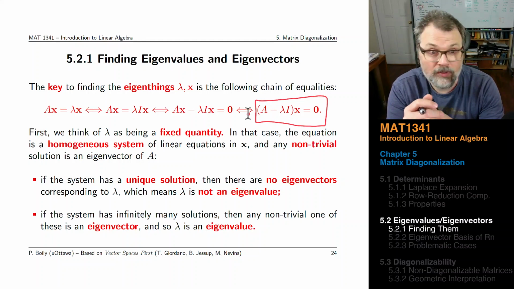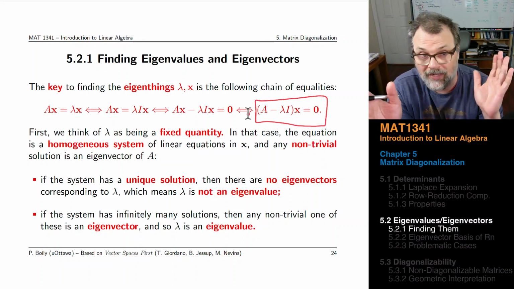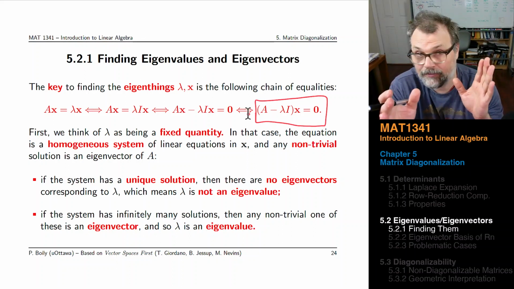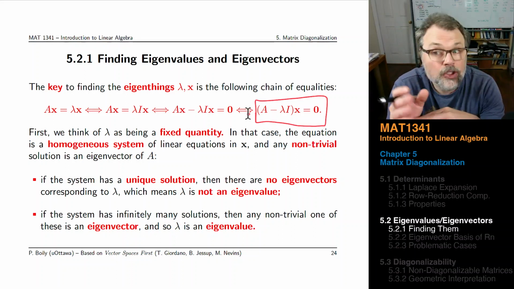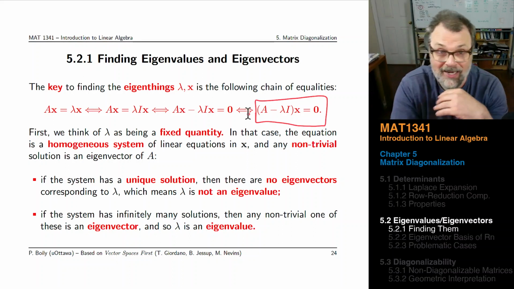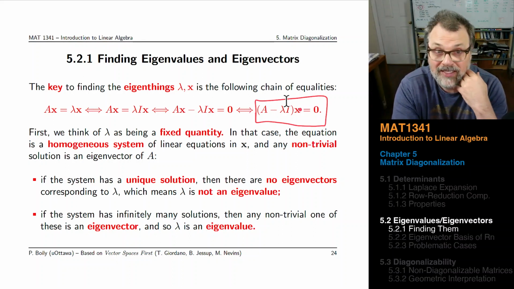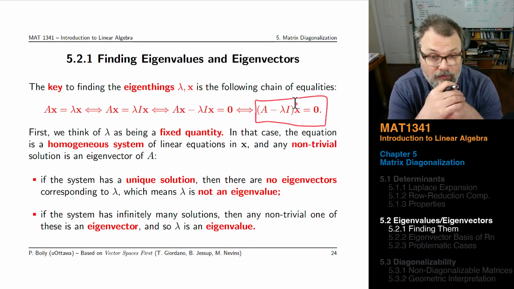If the system only has a unique solution, then you have no eigenvectors. So lambda is not an eigenvalue. If the system has infinitely many solutions, then any non-trivial solution is going to be an eigenvector, and the corresponding lambda that gave you infinitely many solutions here would be the one you're looking for.